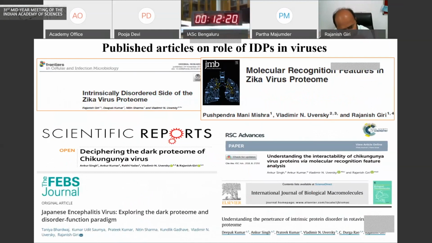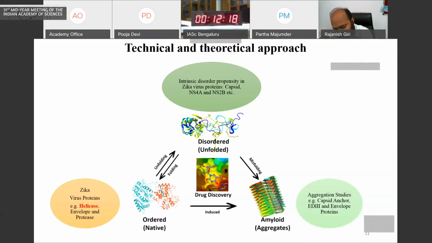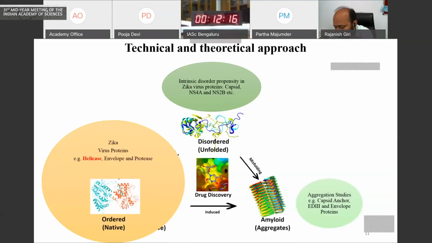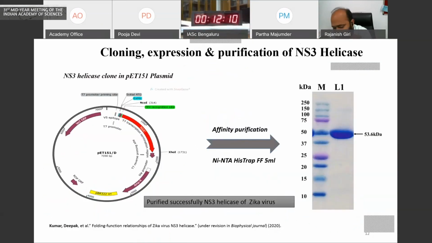So now let's go to the second conformation, which is the ordered conformation, or the native conformation, you can say. For that, we have taken the example of the Zika virus helicase enzyme.